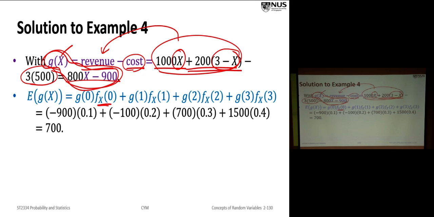So 1,600 minus 900. So it is 700, and 3... So 2004, that means 1,005. All right?